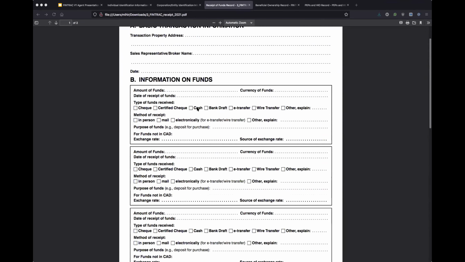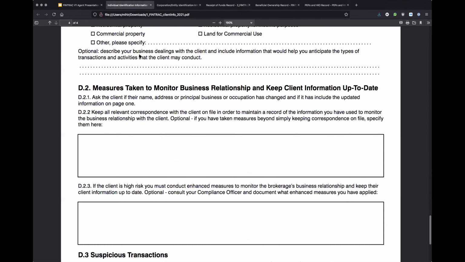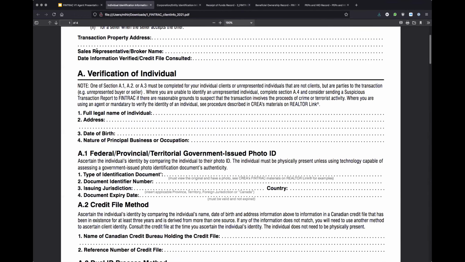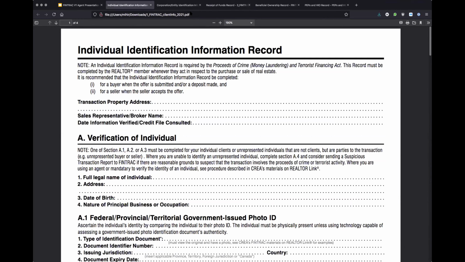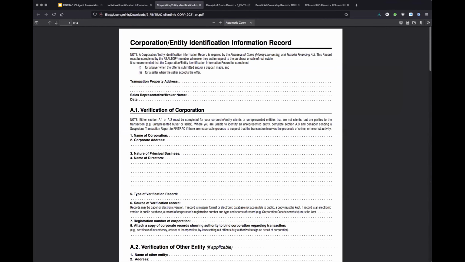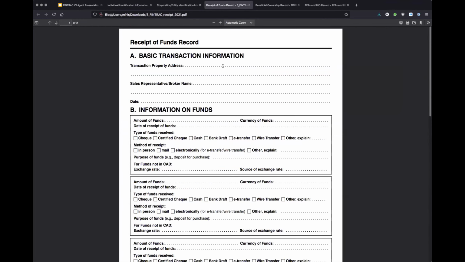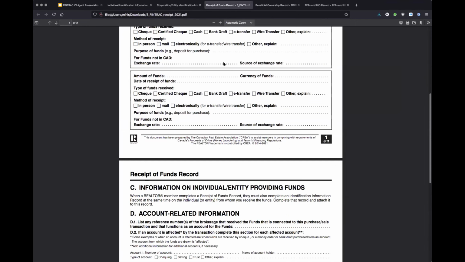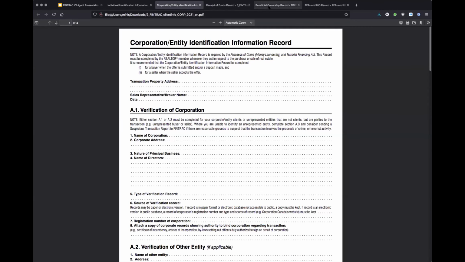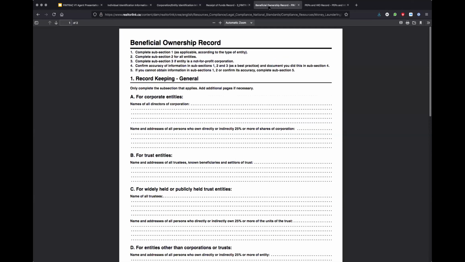So I think I emphasized that correctly, that anytime you are completing an individual identification information record or a corporate entity identification record, a receipt of funds record must be completed as well. If it is a corporation or entity, a beneficial ownership record, which is new for June 1st, 2021, must be completed.